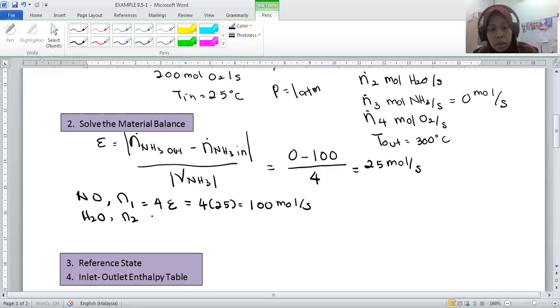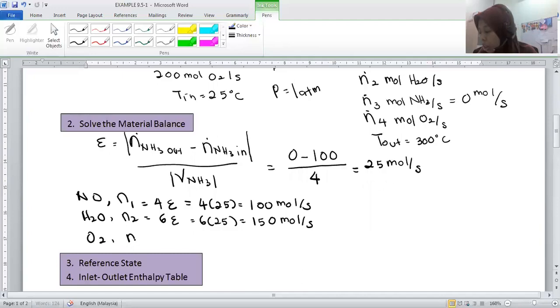H2O: no inlet for water. The stoichiometric value is 6, times the extent. So 6 times 20, 151 per second.